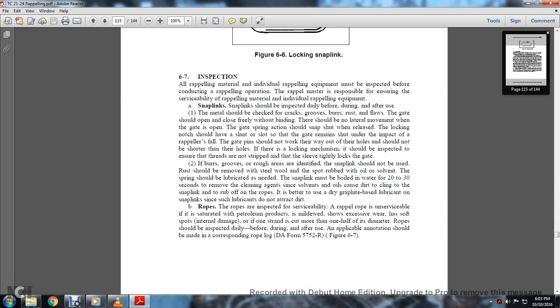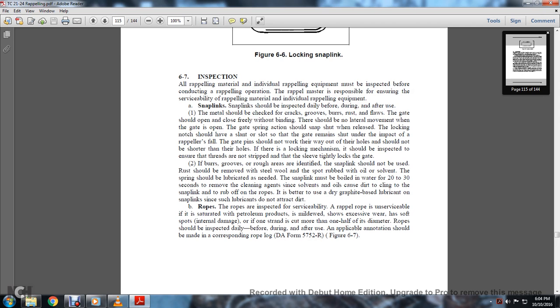6-7, inspection. All rappelling material and individual rappelling equipment must be inspected before conducting rappelling operations. The rappel master is responsible for ensuring the serviceability of rappelling material and individual rappelling equipment. Snap links should be inspected daily before, during, and after use. The metal should be checked for cracks, grooves, burrs, rust, and flaws. The gate should open and close freely without binding, with no lateral movement when the gate is open. The gate spring action should snap shut when released.